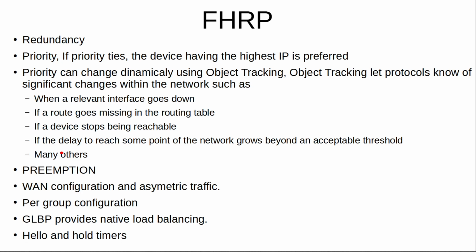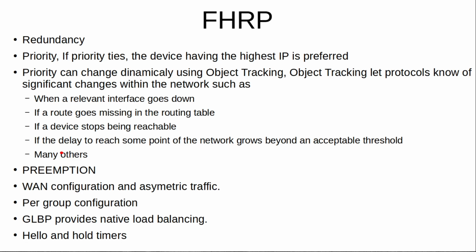If preemption is disabled, the primary device will not give up its role if its priority gets lower than another device's. So if preemption is disabled, the only way that a secondary device has to become the primary happens if the primary device gets shut down or gets reset or gets disconnected from the broadcast domain. Remember that these devices must communicate through the same broadcast domain.